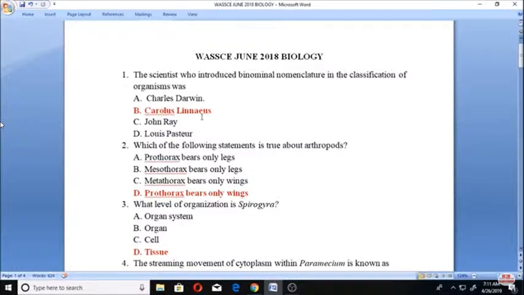The present method of classification and naming of living organisms is based on the work of Carolus Linnaeus from 1707 to 1778. This very Carolus Linnaeus is actually a Swedish naturalist. So you can find this answer in the classification of organisms or organization of life. Now let's move to the second question.